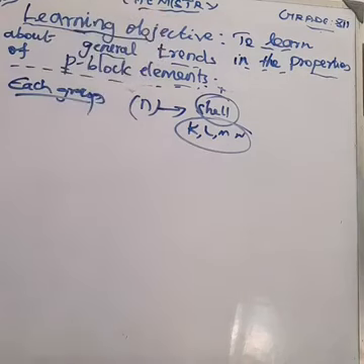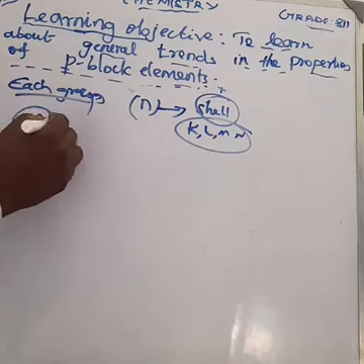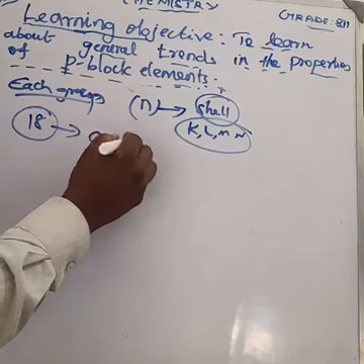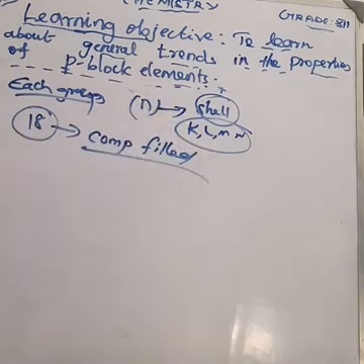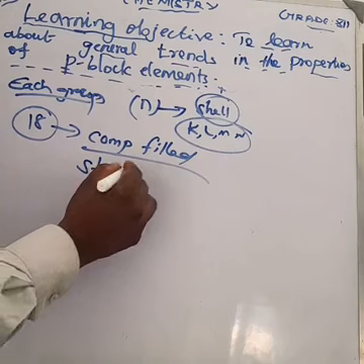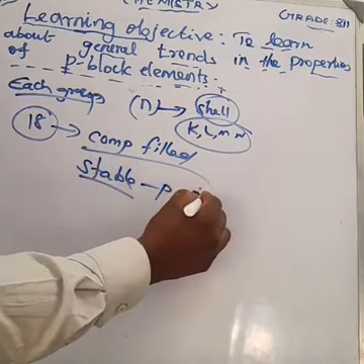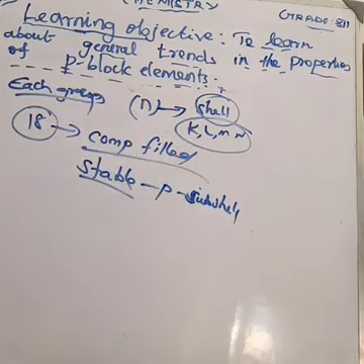Anyhow, the elements of group 18 are called inert gases. What about the inert gases? They have completely filled subshells, the p subshell. So they never accept an electron and never donate an electron because they are stable. They have a completely filled p orbital. They are more stable and have the least reactivity.